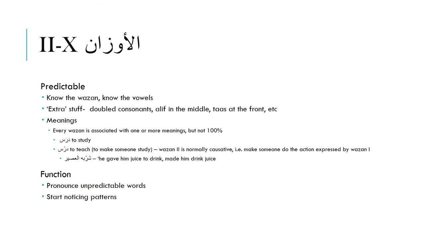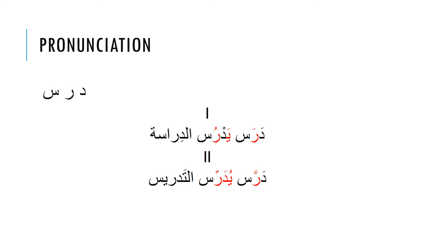So the function of these wazans, what makes them useful, is that we can pronounce unpredictable words, and we can also start to notice these patterns of meaning. Remember, they're kind of subtle. So for example, with the root darasa, that is not a verb, it's just a root. But in wazan 1, darasa is pronounced darasa in the past, yedrus in the present, notice the u sound there, and the fatha in the past, and edirasa. You can't predict any of those pronunciations just by seeing those letters and thinking I want a verb. For wazan one, you can't.